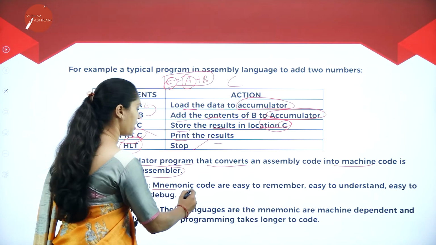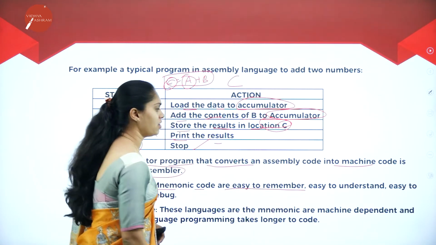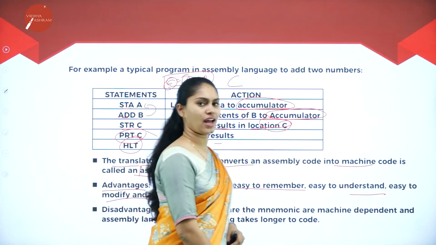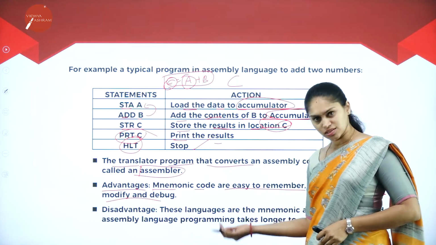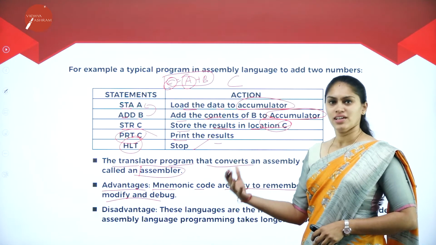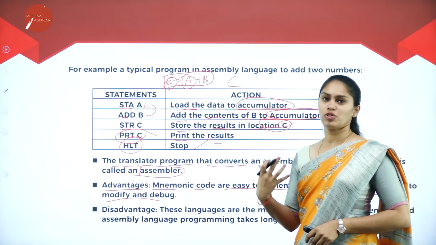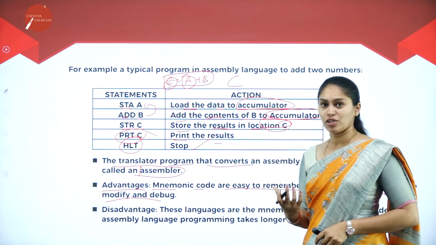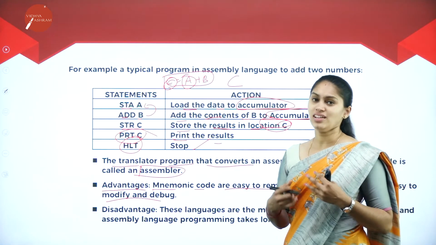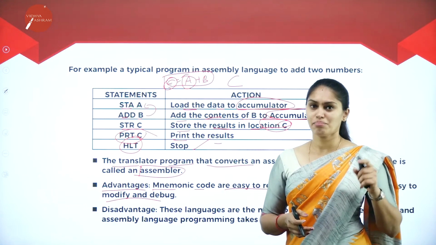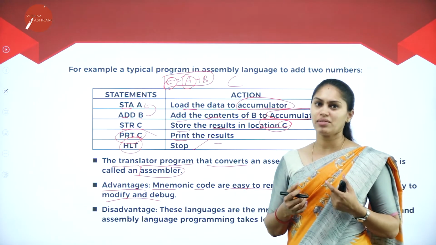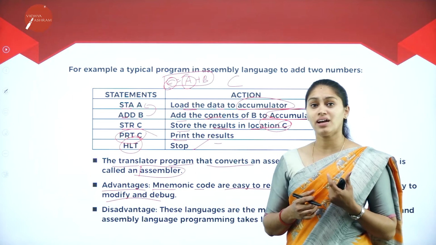Then what are the advantages of using this assembly level language? Mnemonic codes are easy to remember, easy to understand, and easy to modify and debug. We have used assembly level language to overcome the disadvantages of machine level language, where we couldn't remember codes, couldn't debug and develop easily, and any modification was difficult. But in assembly level language, everything is symbols, and we can remember a word or a symbol.